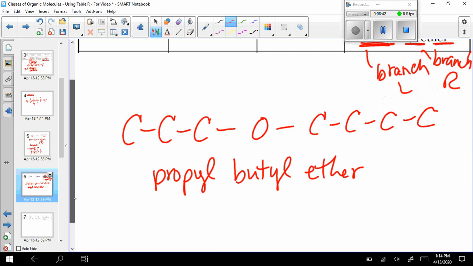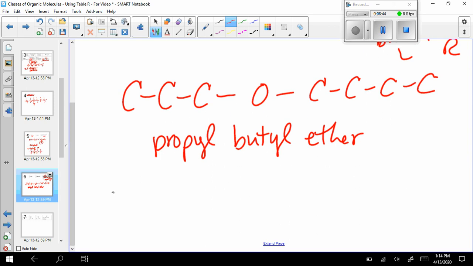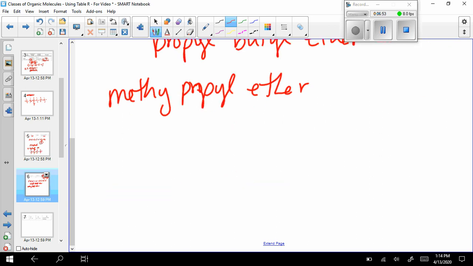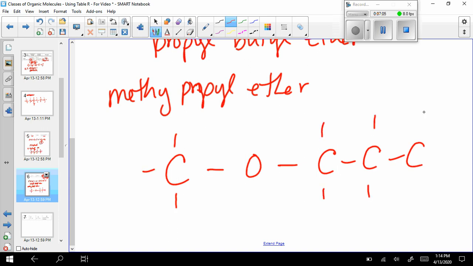There we go. And so if I give you the name and want you to draw it, let's say I have methyl propyl ether. Methyl means 1 carbon. So there's my 1 carbon branch, and there's my oxygen. And then propyl means 3 carbons, so 1, 2, 3. And then I put the H's on it. Now, oxygen, you will notice, has 2 bonds, which is perfect because oxygen has 6 valence electrons, so it can form 2 bonds to have that 8 to be stable.